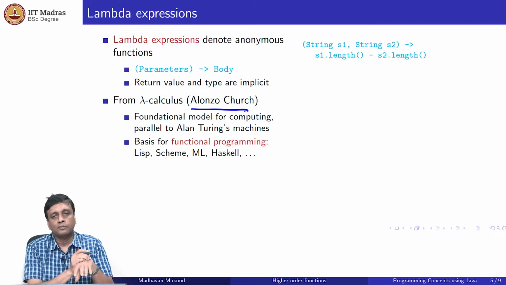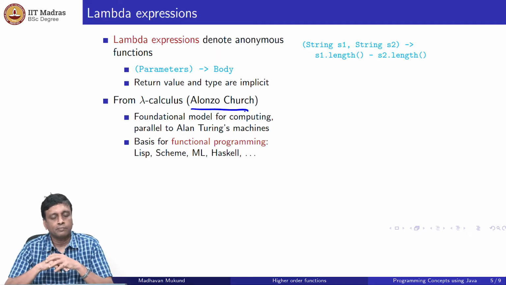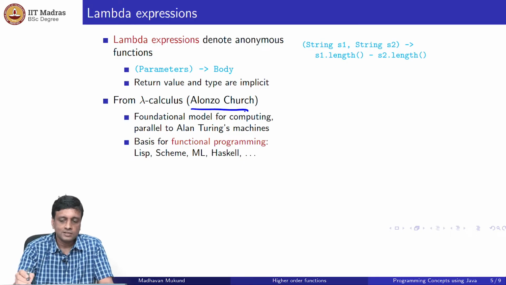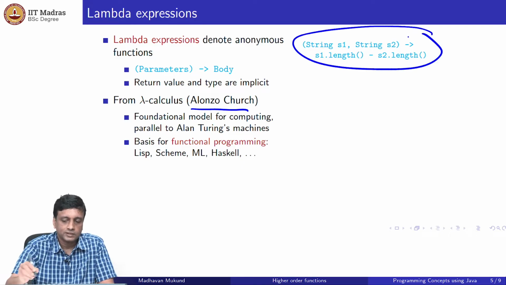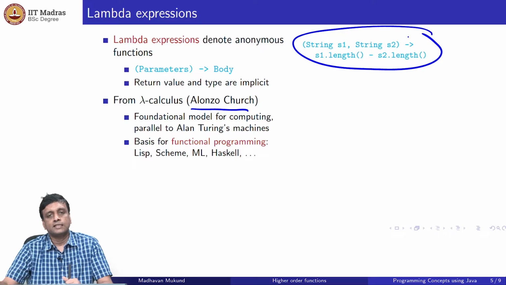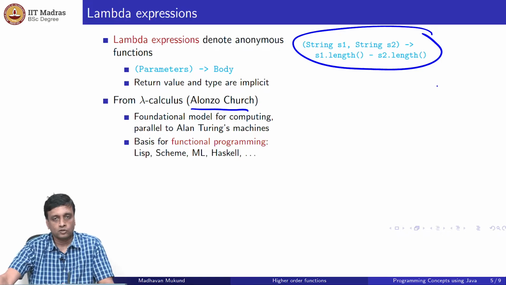Starting with the language Lisp, which came up in the 1950s and 60s, to its more modern version called Scheme, and then there are even more modern languages called ML and Haskell and so on. All of these are fundamentally based on the lambda calculus, and the lambda calculus is essentially built out of such expressions. So, that is why these expressions in Java are also called lambda expressions. This is just a historical aside, it has nothing to do with how you write this expression, but just to know why it is called a lambda expression.